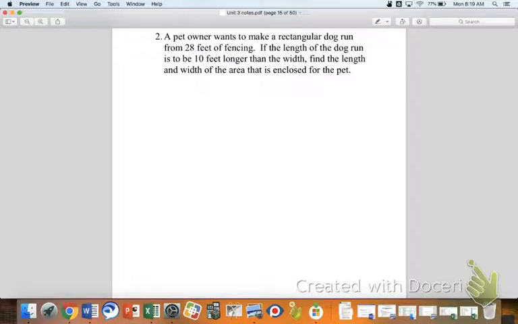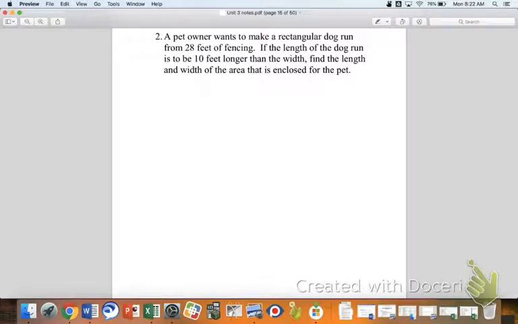So here's what you should be doing right now. Read it like a story. If needed, define some variables. And then translate, essentially. Translate what you see. This one was a little bit different. This one didn't involve any dollars, did it? It does give us some interesting things here, but basically the pet owner wants to make this rectangular dog run, gives us a little information.